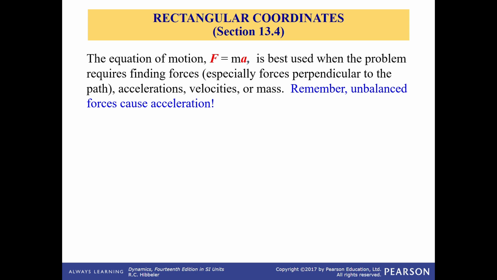Okay, the equation of motion is known as F equal to ma. If you note here, F in red, a also in red, means this is a vector, while m is a scalar. So it's best used when the problem requires finding forces, especially forces perpendicular to the path, acceleration, velocities, and mass. Remember, unbalanced force causes acceleration.